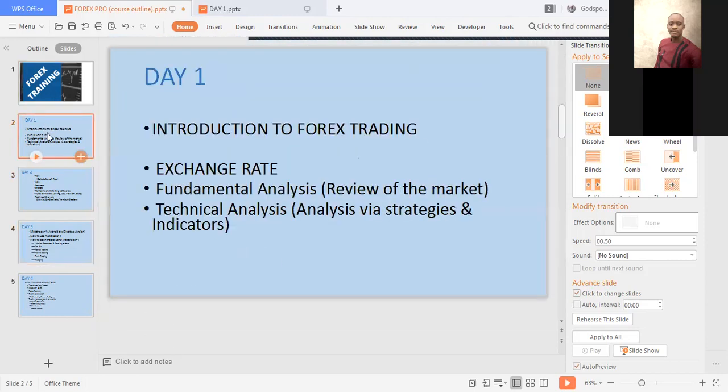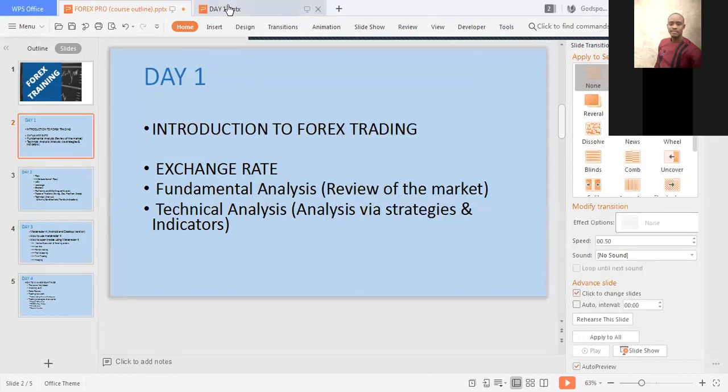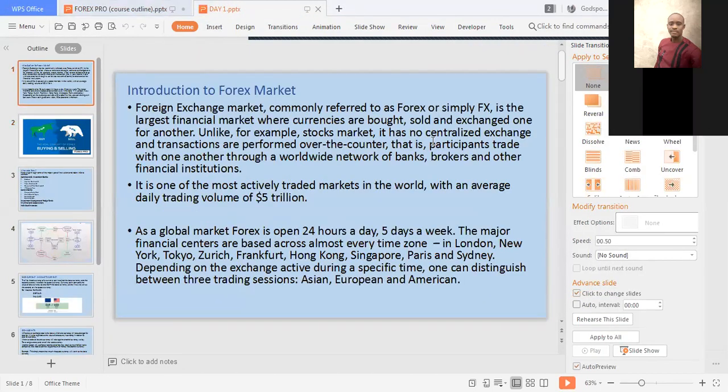Day 1, we talk about Forex. Now, what exactly is Forex? Forex commonly refers to foreign exchange and is the largest financial market where currencies are bought, sold, and exchanged for one another. Unlike the stock market, it has no centralized exchange and transactions are performed over the counter.